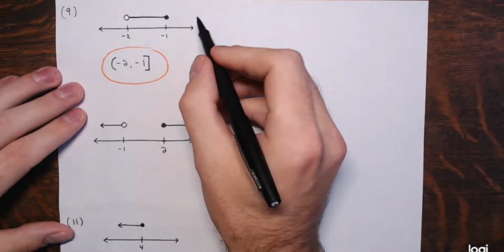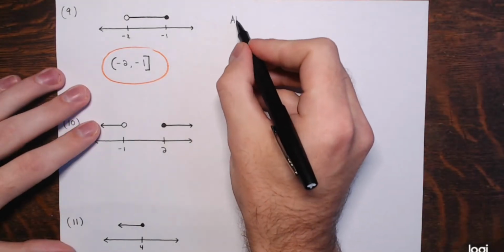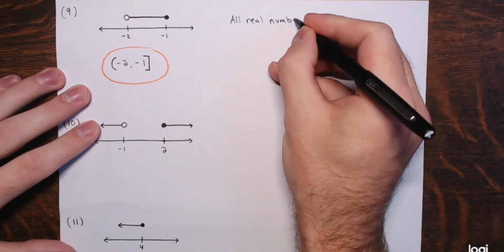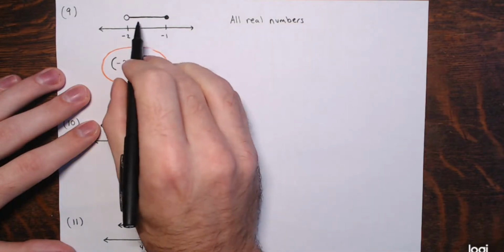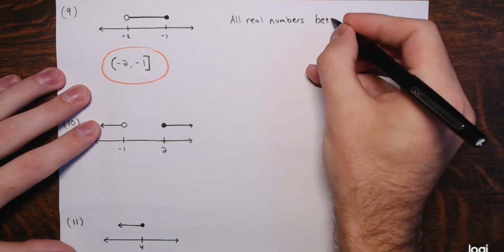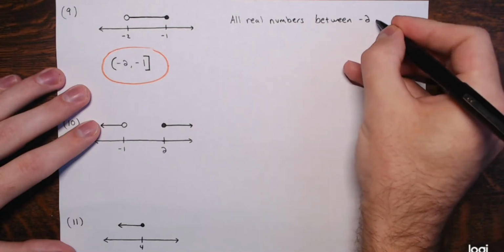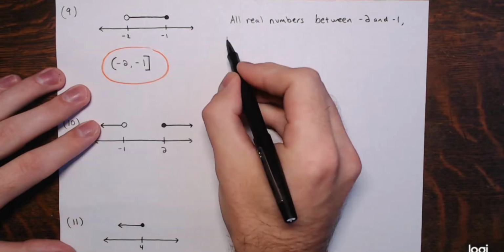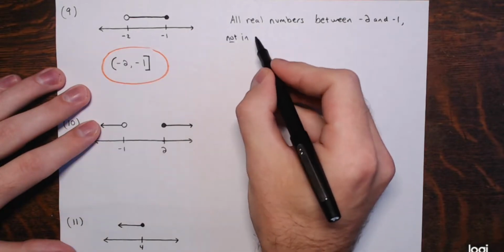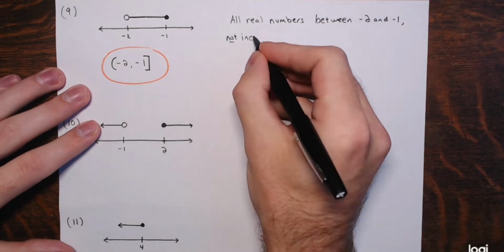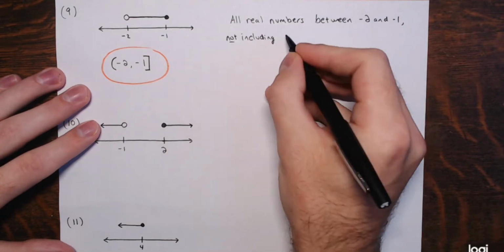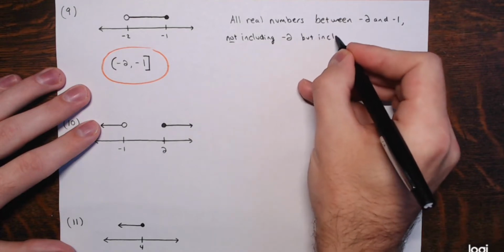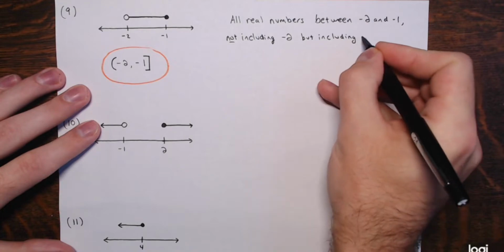Now, if you want, you could say this is all real numbers between -2 and -1, not including -2, but including -1, something like that.